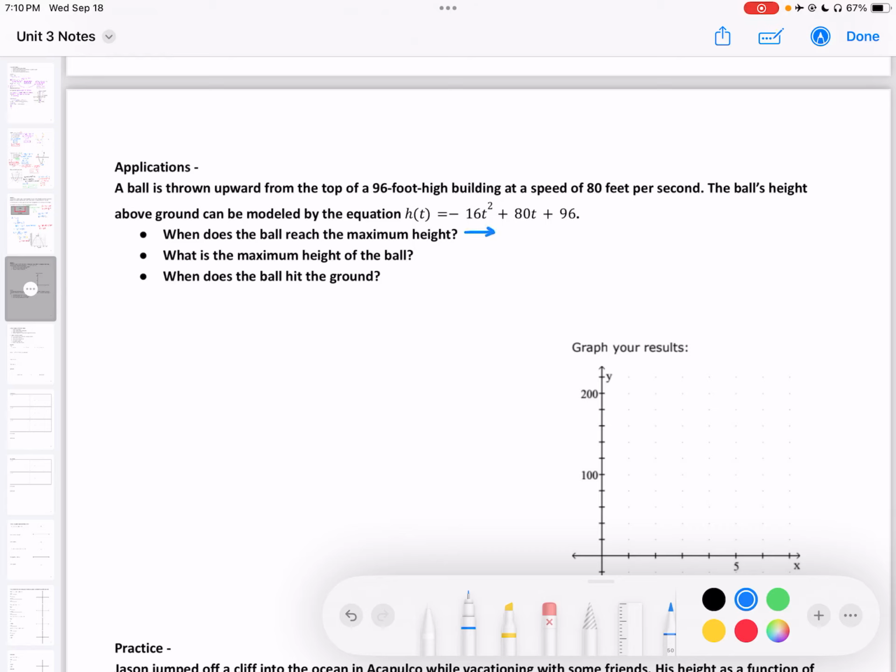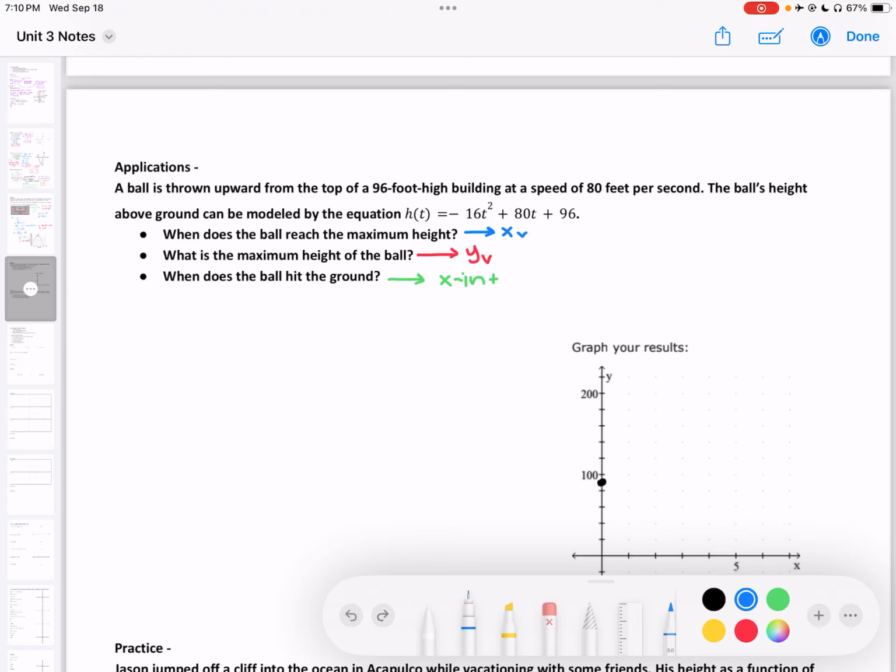When it reaches maximum height is the x-coordinate of the vertex. The maximum height is the y-coordinate of the vertex. And when it hits the ground is the x-intercepts. Think about it. If we are starting at 96 feet, we're going to hit a maximum somewhere, and then we eventually have to touch the ground again. We just don't know where.